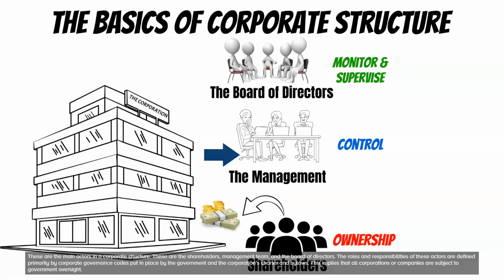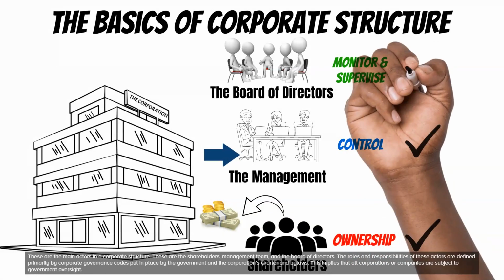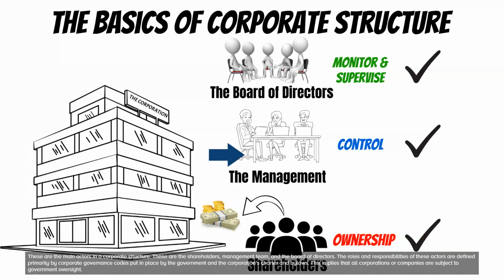These are the main actors in a corporate structure. These are the shareholders, management team, and the board of directors. The roles and responsibilities of these actors are defined primarily by corporate governance codes put in place by the government and the corporation's charter and bylaws. This implies that all corporations or companies are subject to government oversight.